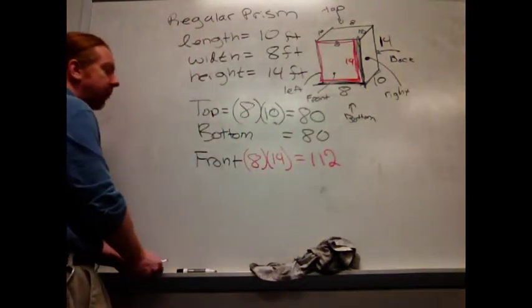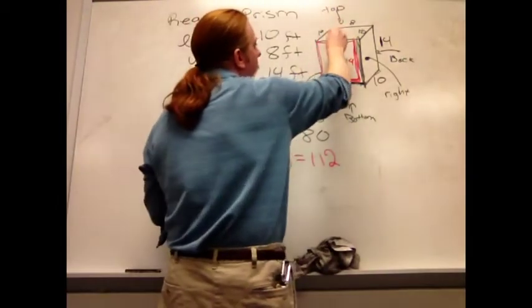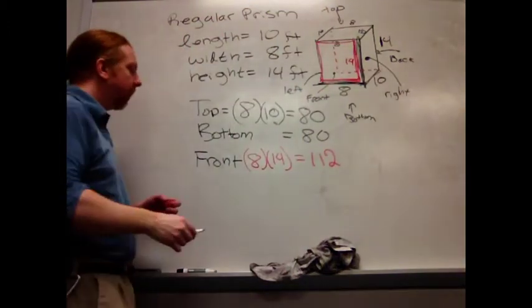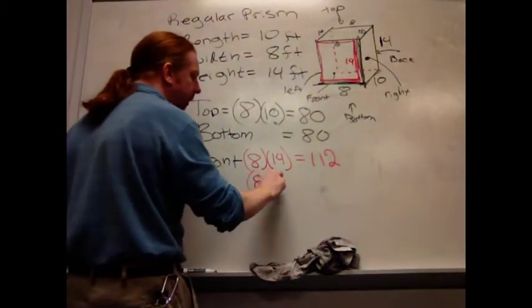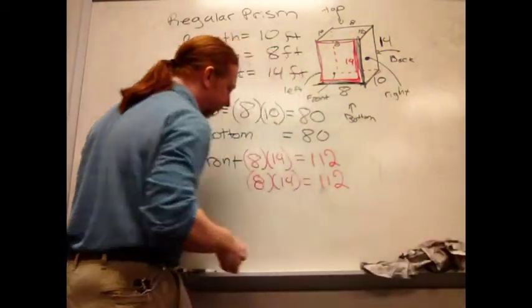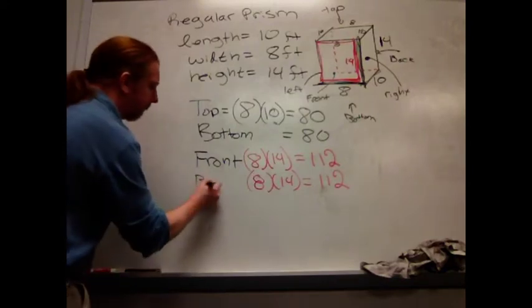Now, similarly, the back is the exact same shape. That's the one that's hidden in the back of my picture. So that's also going to be 8 by 14, which is 112. So that's going to be the back of my prism.